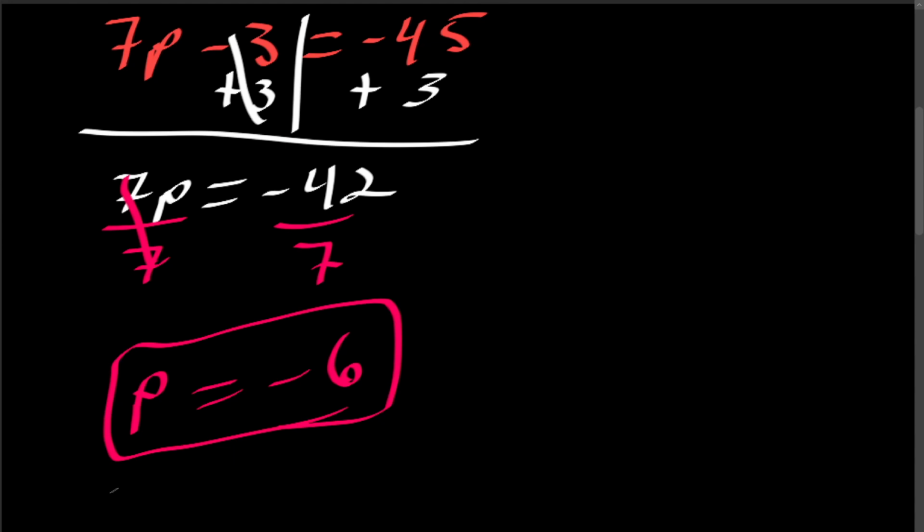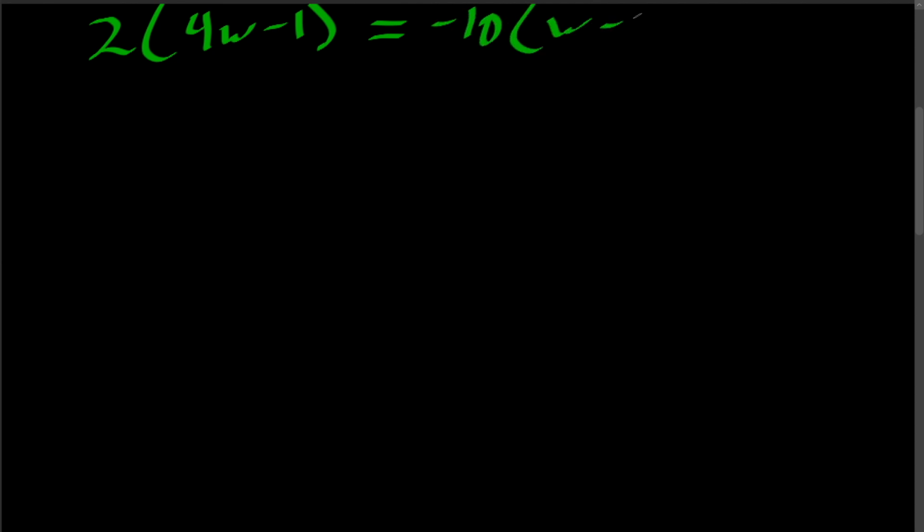All right, let's do one more. And we're going to use green, even though I hate the color green, but that's okay. All right, so 2 times 4w minus 1 equals negative 10 times w minus 3 plus 4. All right, so now, see if you can do this one. This one's a little bit longer, but all I really did was add in an extra distribution step.